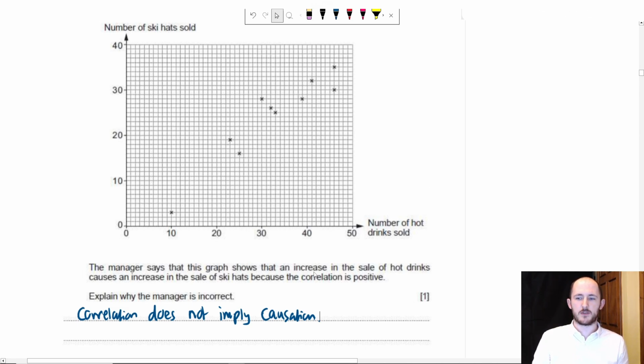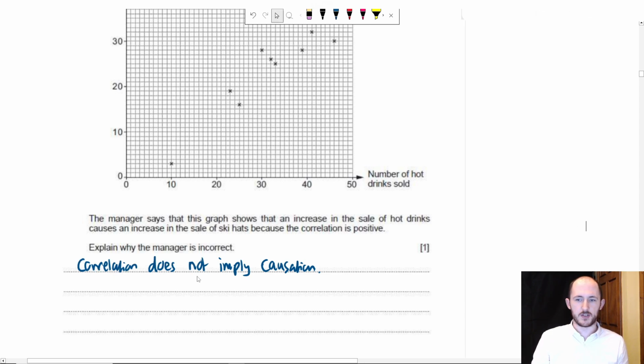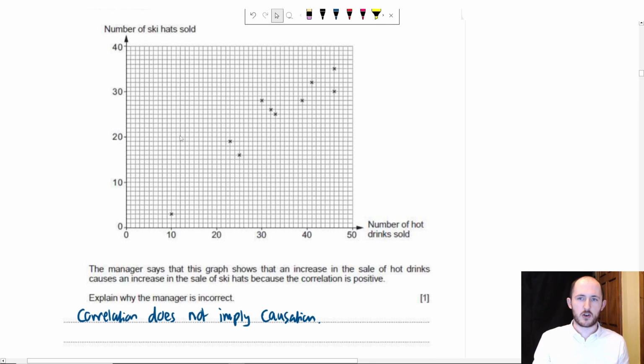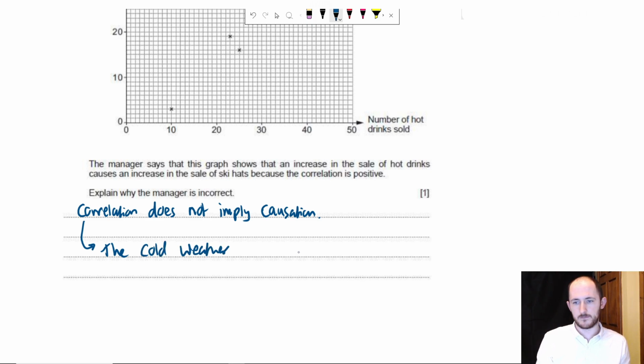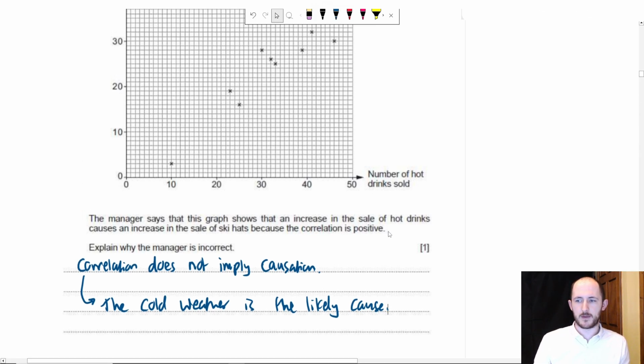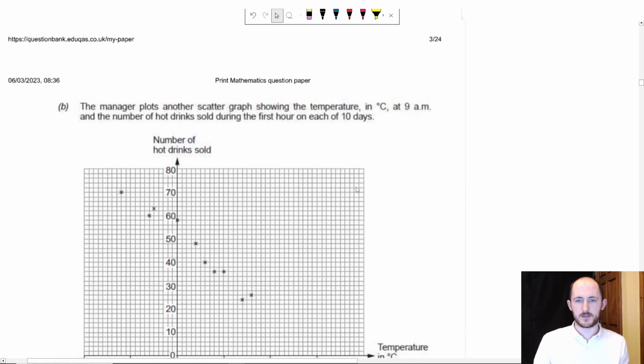So this is actually a really good question, but this is literally a spec point. Correlation does not imply causation. So that's all you need to write, okay? If you want to add a bit more, you can say it makes no sense that hot drinks correlates with ski hats being sold, right? You could also say the cold weather is the likely cause. So yeah, always apply logic to statistics, okay? And that's just real life advice, so don't need to worry about it. But that is just a spec point, and look, it's the only part of the question.